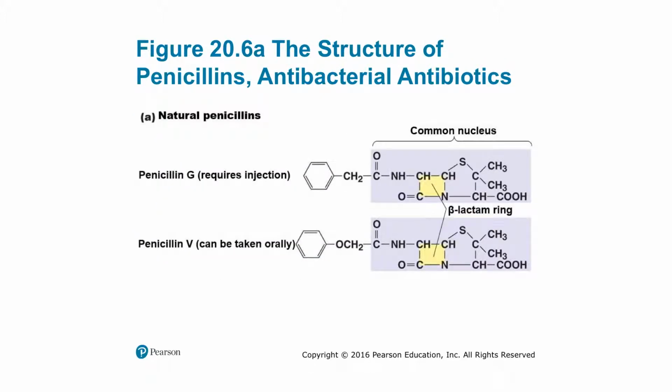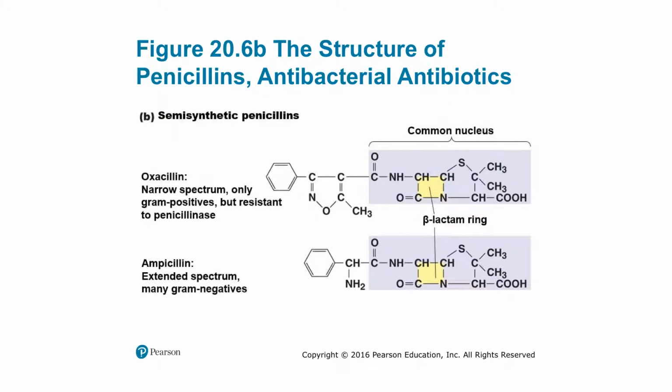So as I mentioned, the beta-lactam rings here are shaded in a different color over here. Penicillin G is going to require injection, but penicillin V can be taken orally. And so you can see there's some slight differences in the chemical structure, but the common nucleus is this shaded part over here. And so this is the same. Semi-synthetic penicillins, oxacillin and ampicillin, they're going to have a lot of different reactions there. Ampicillin is going to be an extended spectrum, but the oxacillin is going to be a narrow spectrum.